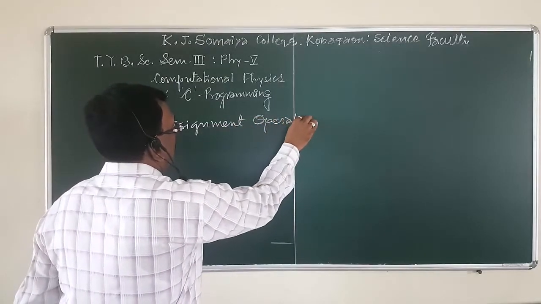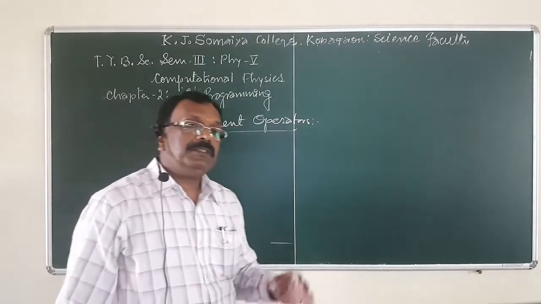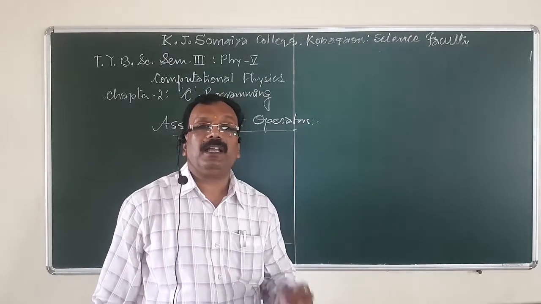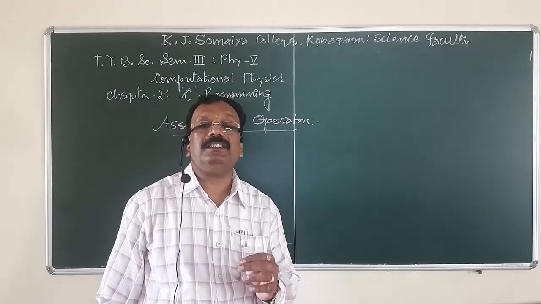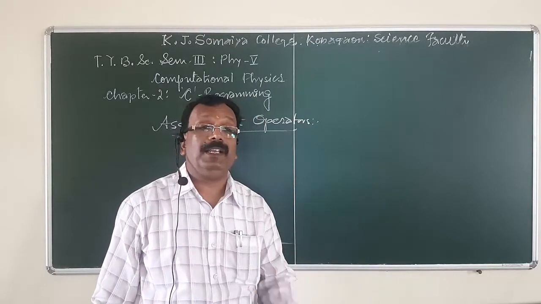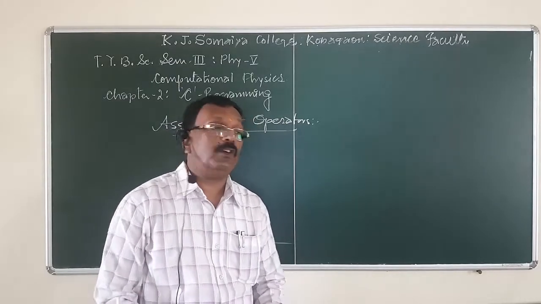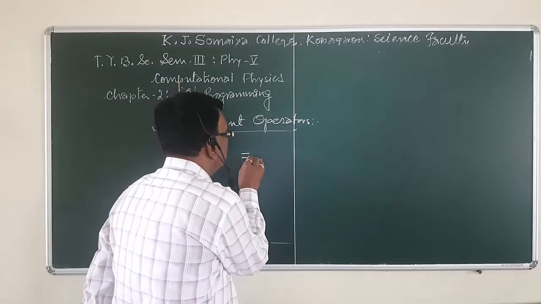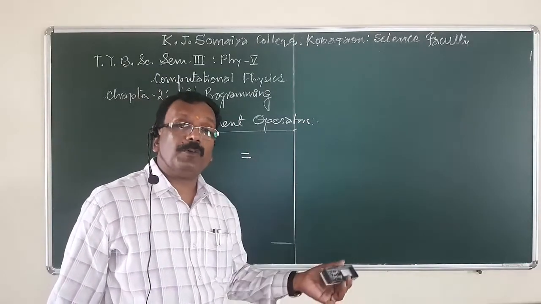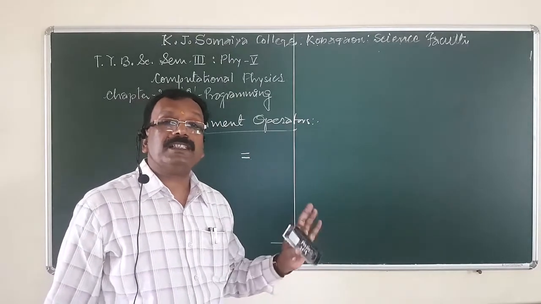Assignment operator. This is a very important operator in C programming language. Assignment operators are used to assign the result of an expression to a variable or variable name. The most common assignment operator is this. In mathematics, this operator is used for equality, but here this symbol is used as the assignment operator.